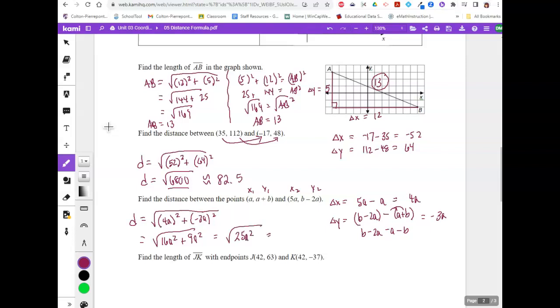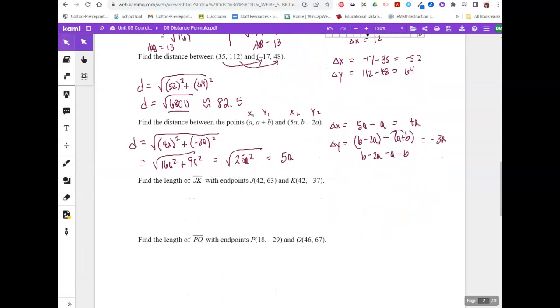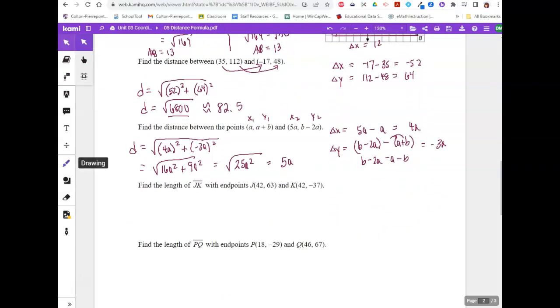So what's the square root of 25a squared? Well, the square root of 25 is 5, and the square root of a squared is just a. So there we go. All right, so you can do this with variables, or you can do it with actual numbers. We have a couple more here to do.